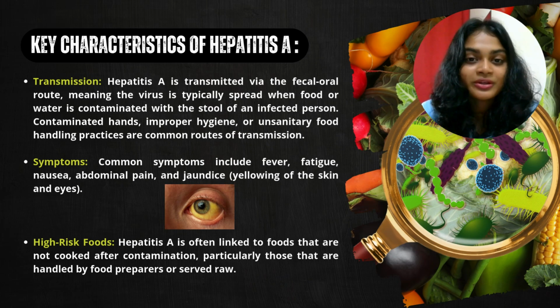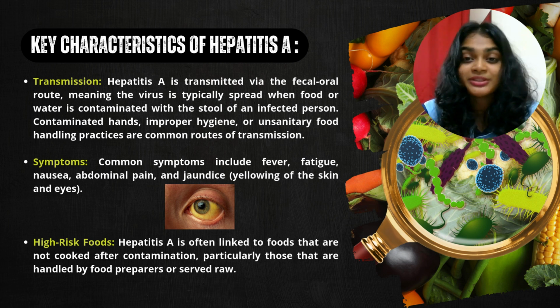Hello everyone, I'm going to talk about the key characteristics of Hepatitis A. Here are some key characteristics. Firstly, transmission. Hepatitis A spreads through the fecal-oral route. The virus is transmitted when food or water is contaminated with the stool of an infected person. Poor hygiene practices such as unwashed hands or unsanitary food handling are common causes of outbreaks.